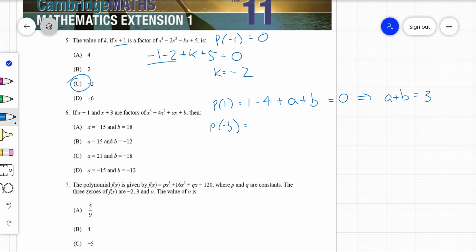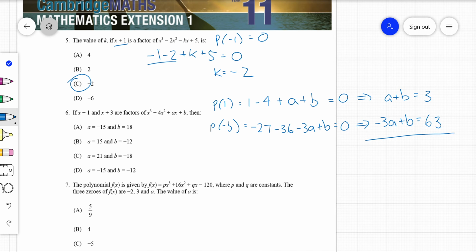Now, a bit harder. Minus 3 cubed is minus 27. Squared, 9 fours are 36, so we get minus 36. Minus 3a plus b, and we know that has to equal 0. So if I keep minus 3a plus b, but put everything else on the other side, I'm going to get a positive 63.